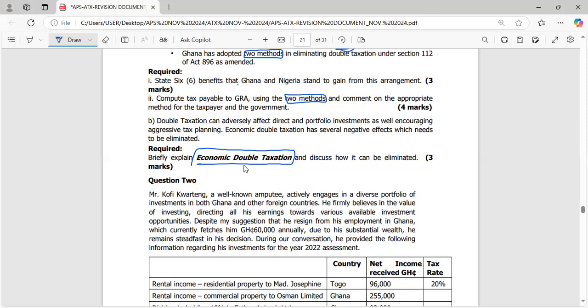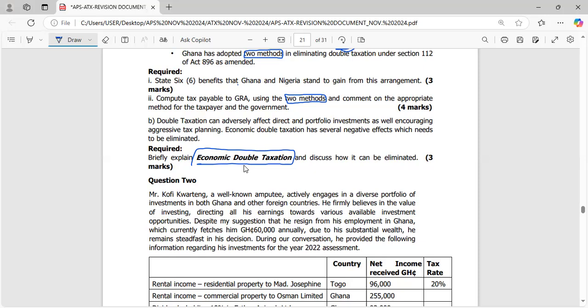The most common one is taxation of dividend, or taxation of corporate profit at the corporate level, which will be corporate income tax. Then when the same income is distributed to the shareholders, it will be taxed again in their hands as dividend. Now, how can you eliminate economic double taxation? That's what the question is telling you. So you explain economic double taxation and how it can be eliminated.